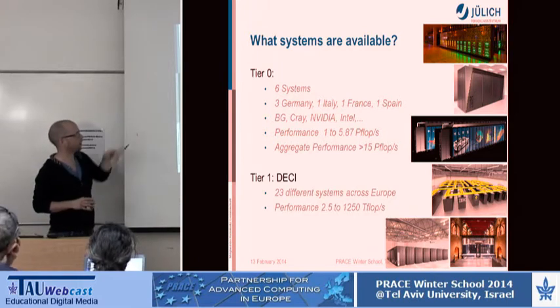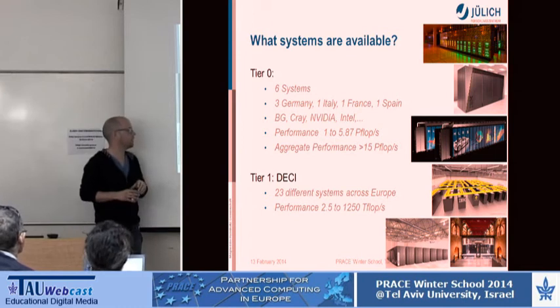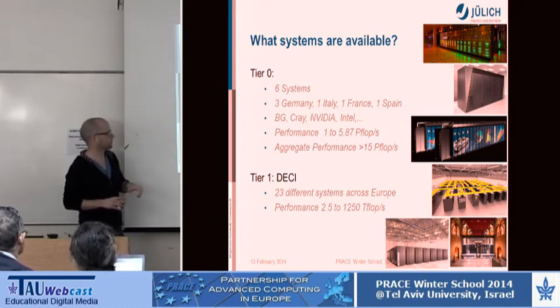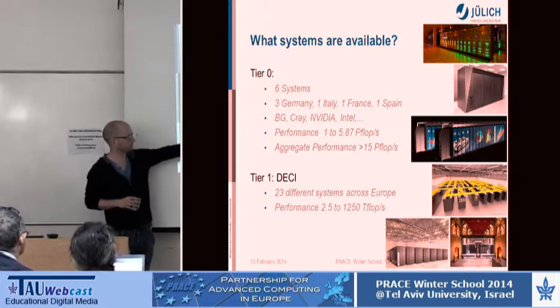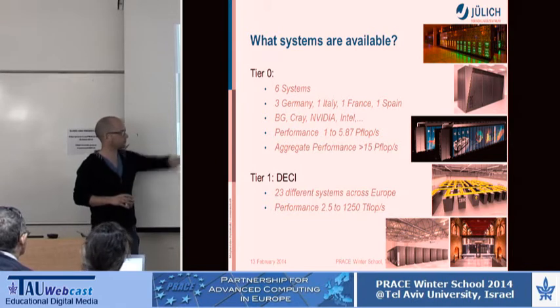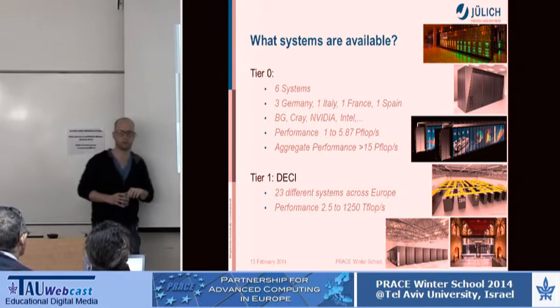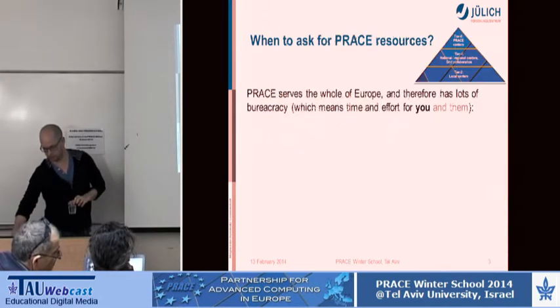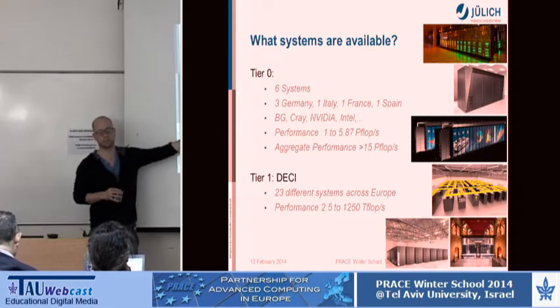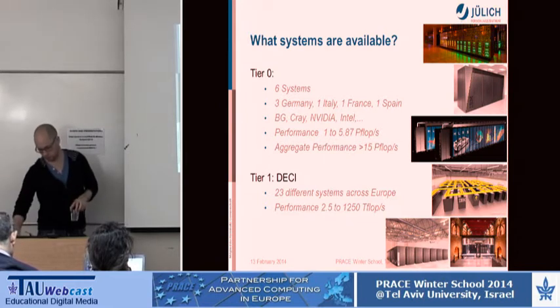But then you also have the tier 1 level. These are called DECI calls. There are 23 different systems of those across Europe. Their performance ranges from as low as 2.5 teraflops up to 1.2 petaflops. So there are some very big systems in these DECI calls as well, and that's because these high-end machines have arrived in the recent past.